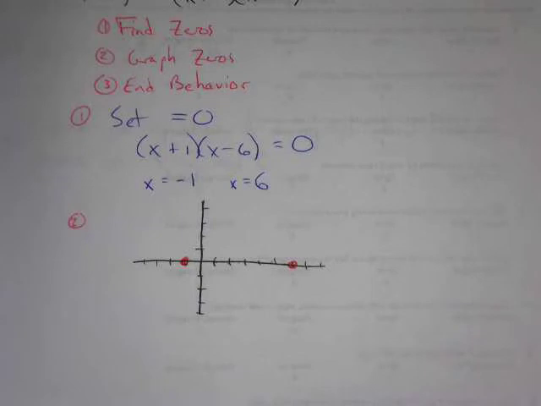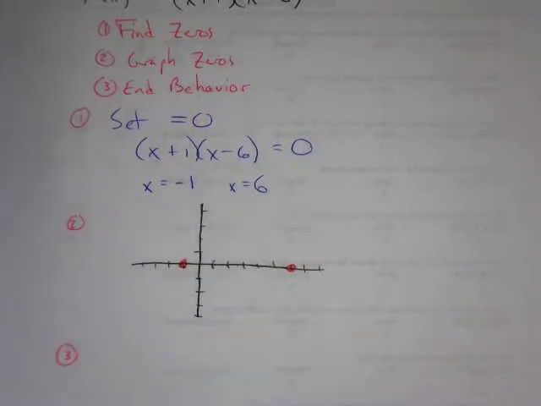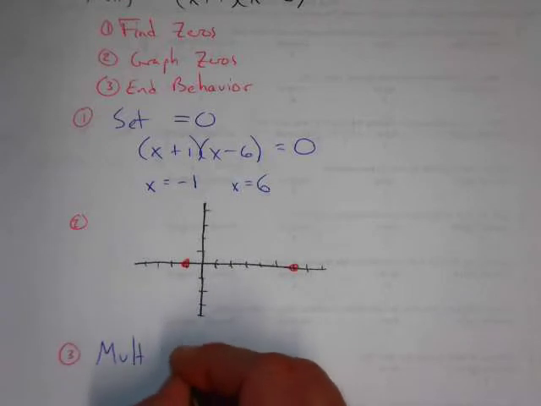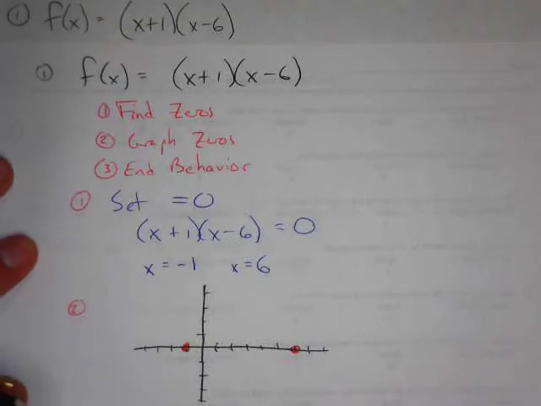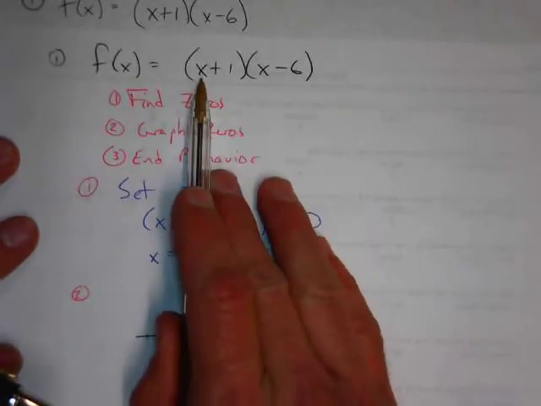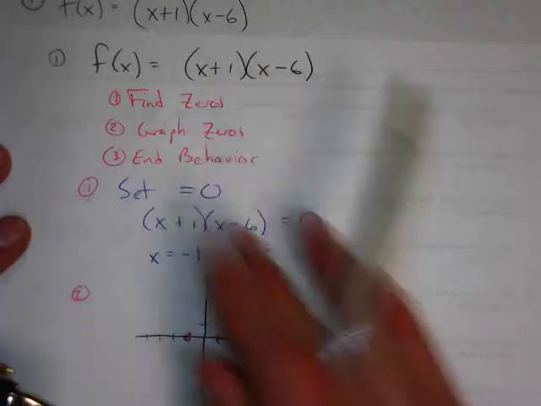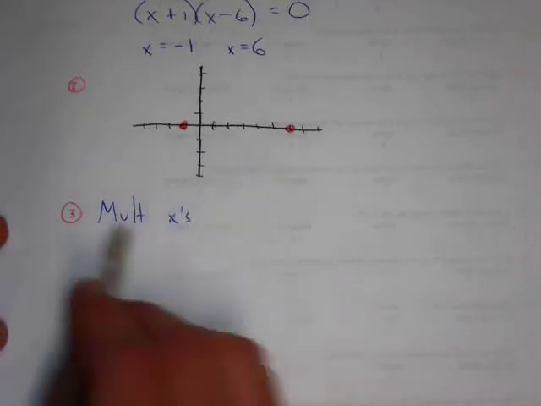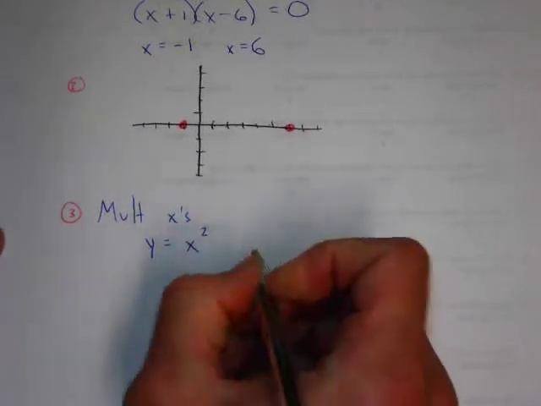And then step 3, all we're going to look at is end behavior. And how do we check end behavior? We're going to multiply only the x's. Okay, so multiply only the x's to see what's going to happen. So in our original function, we have a positive x times a positive x, and positive x times positive x squared. So when we're checking end behavior and we multiply our x's, we have y equals positive x squared.